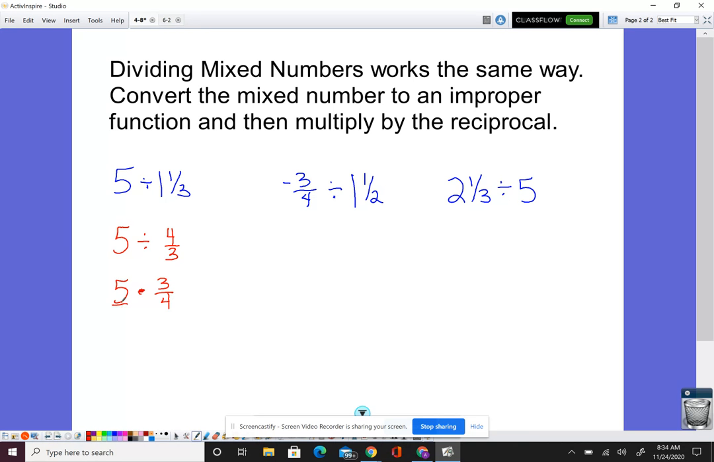So this becomes 5/1. We'll just think of it that way. So 5 times 3 is 15. 1 times 4 is 4. And that would be our final answer.